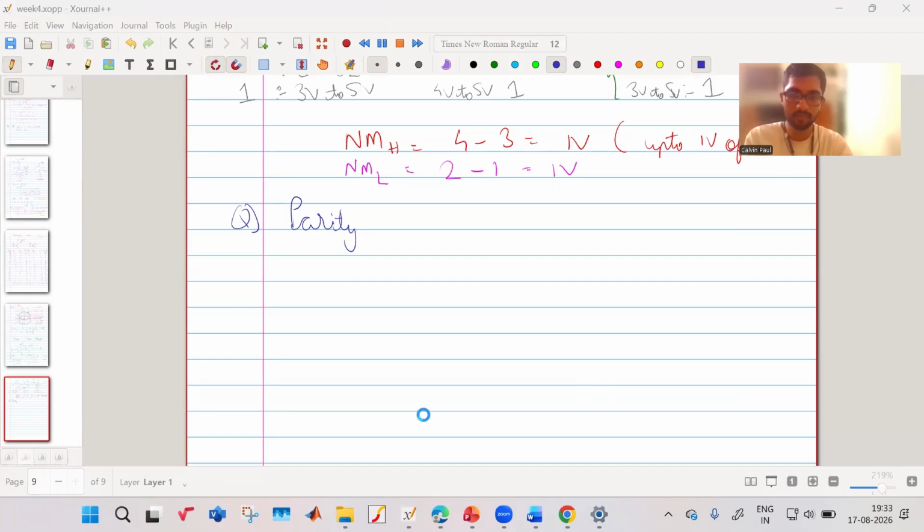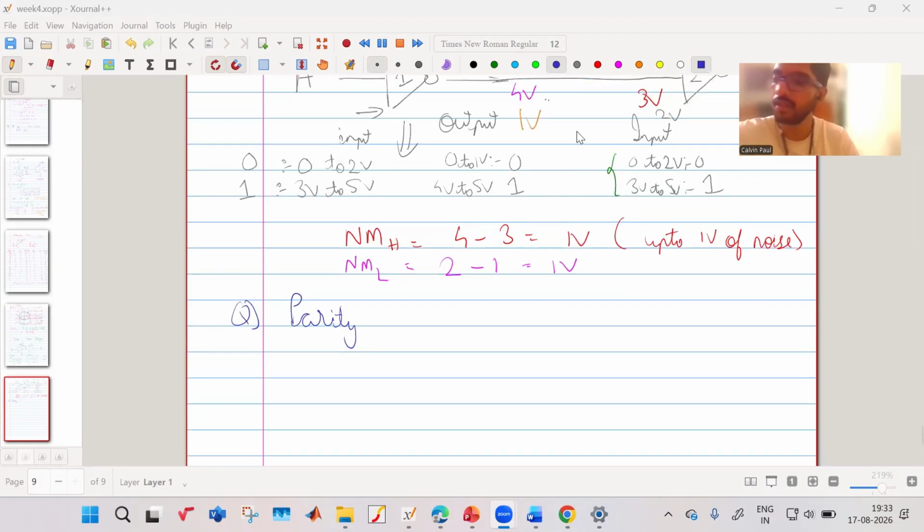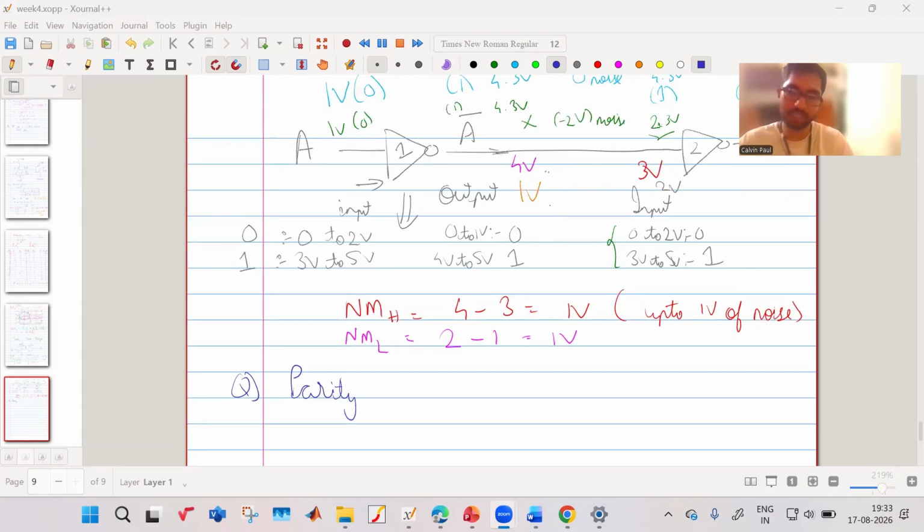Because of the perfect signal. If it is even, we do not have to add. If it is odd, we have to add one for a perfect receiving signal. Okay, so we were just discussing noise margin, right?